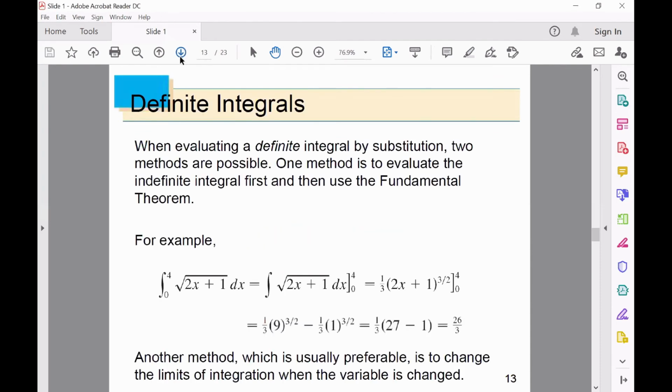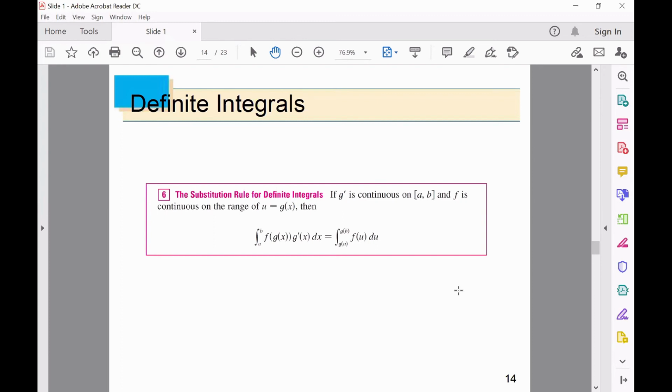Now we are going to look at the situation when we have a definite integral. The difference between indefinite and definite: here we have a equals 0 and b equals 4. When we have an integration, capital F is easy, because when we evaluate 1 over 3 times (2x plus 1) to the 3 over 2, its derivative is like that. And we take the value at 4 minus the value at 0. Obviously it's easy and it works.